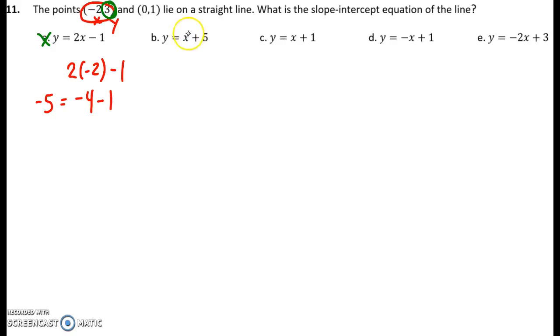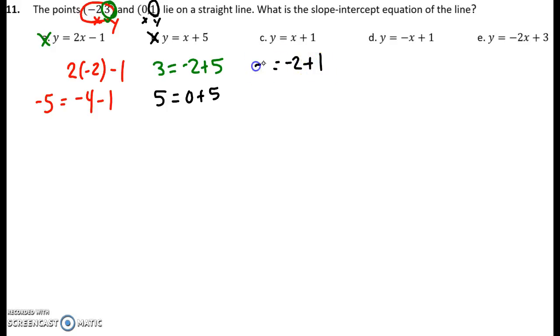In this next one, when I plug in negative 2 for x, I get negative 2 plus 5, which is equal to positive 3, exactly what you're looking for for y. Just because it works for one doesn't mean that it'll work for the second one, so I'm going to plug in 0 for x, so 0 plus 5 is equal to 5. Not what you're looking for for y, so B is now eliminated. Again, I'm going to start over with negative 2, so negative 2 plus 1, is that equal to 3? And the answer is no, that is equal to negative 1, so C is now eliminated as well.